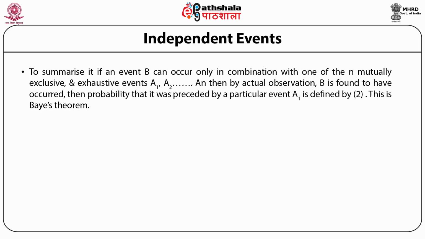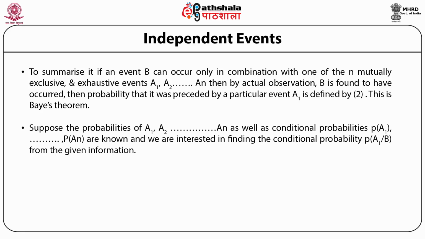This is the Bayes theorem. Suppose the probabilities P(A1), P(A2), and the conditional probabilities P(B given A1), up to P(B given An), are known. We are interested in finding the conditional probability P(A1 given B) from the given information. This is possible with Bayes' theorem as follows. Probability of Ai given B is written as probability of Ai intersection B divided by P(B), and after substitution this will give this result.